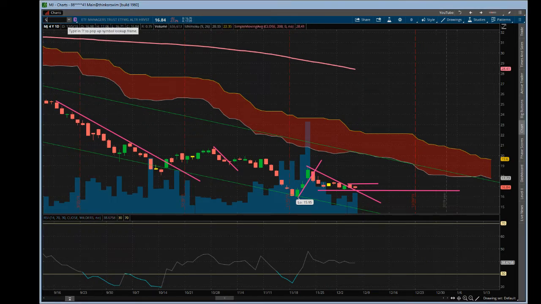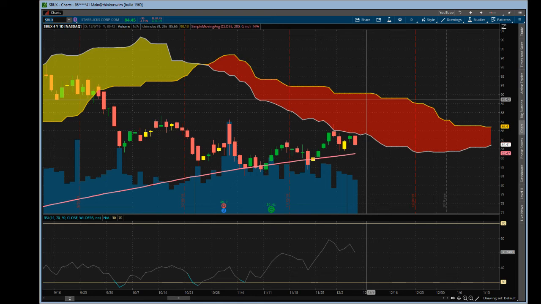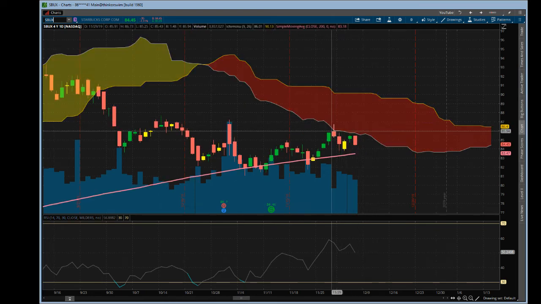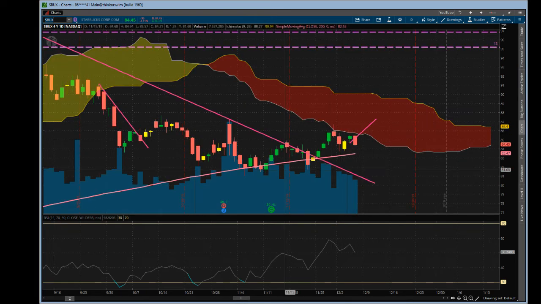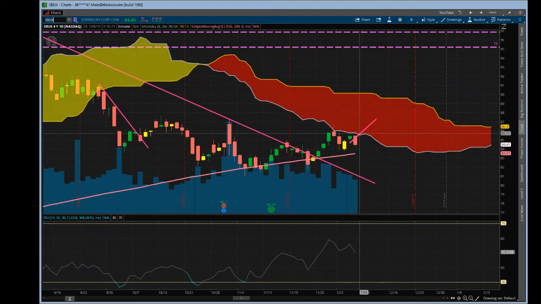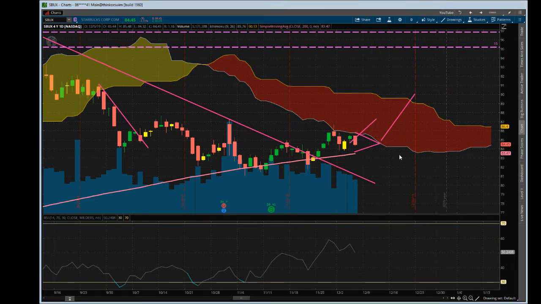Starbucks, by the drip. Let's see. It keeps on getting rejected by the cloud every time it gets close to it. So it's holding the 200-day moving average, rejected by the cloud. Eventually, it could compress into this range right here, and then maybe it'll work its way back up.